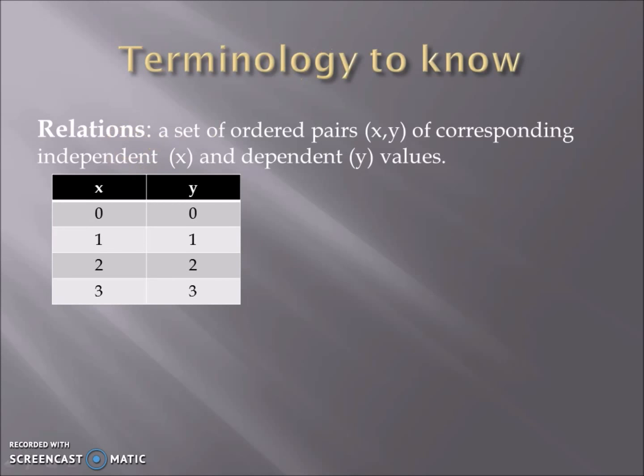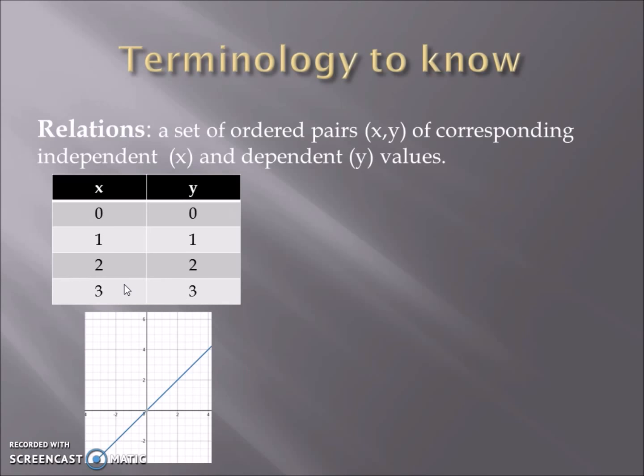So, an example of a relation is this. When x is 0, y would be 0, so this is a point. When x is 1, y would be 1, so that's another point, and so on and so on. So you're probably thinking to yourself, does that mean all lines are actually a relation? Yes, all lines are a relation.